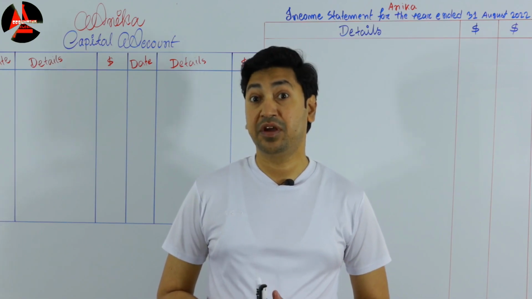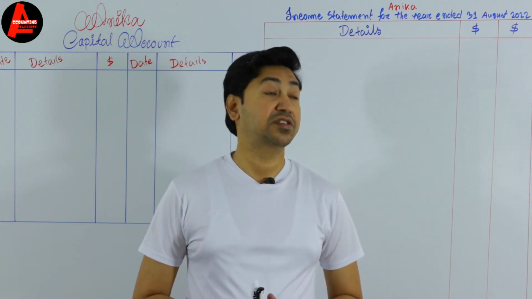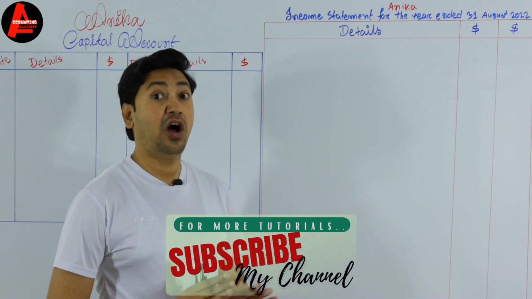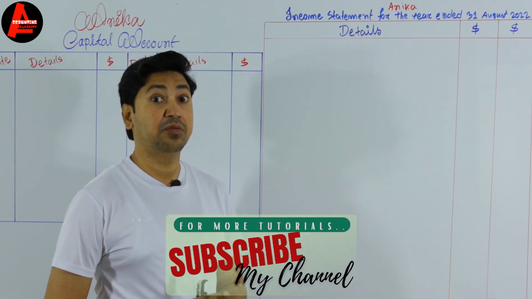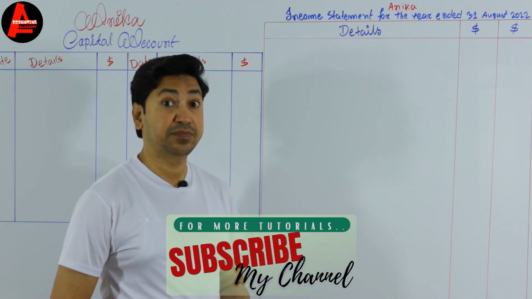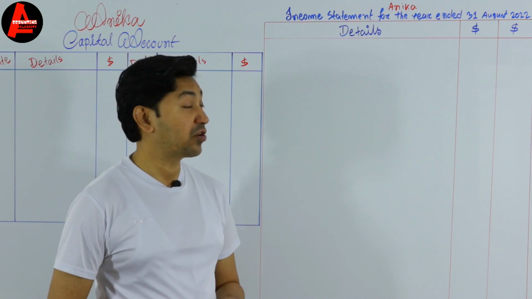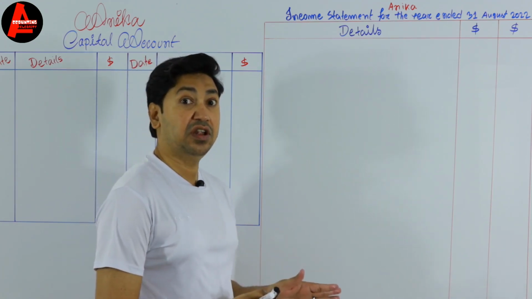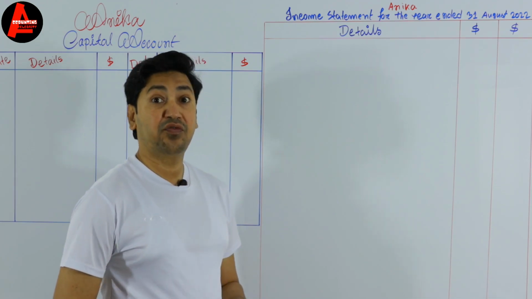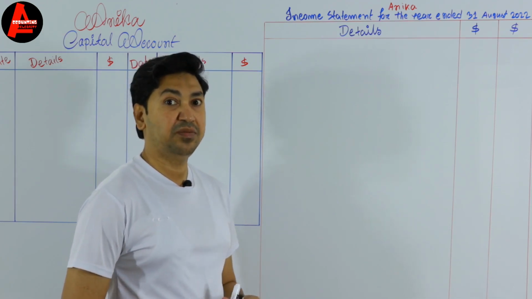Okay, so how to prepare an income statement for the service business? Firstly, we need to write all the revenues or incomes of the business. Then we need to subtract all the expenses or expenditures, whatever you call, from the total incomes. Then we will get the profit or loss of the business.